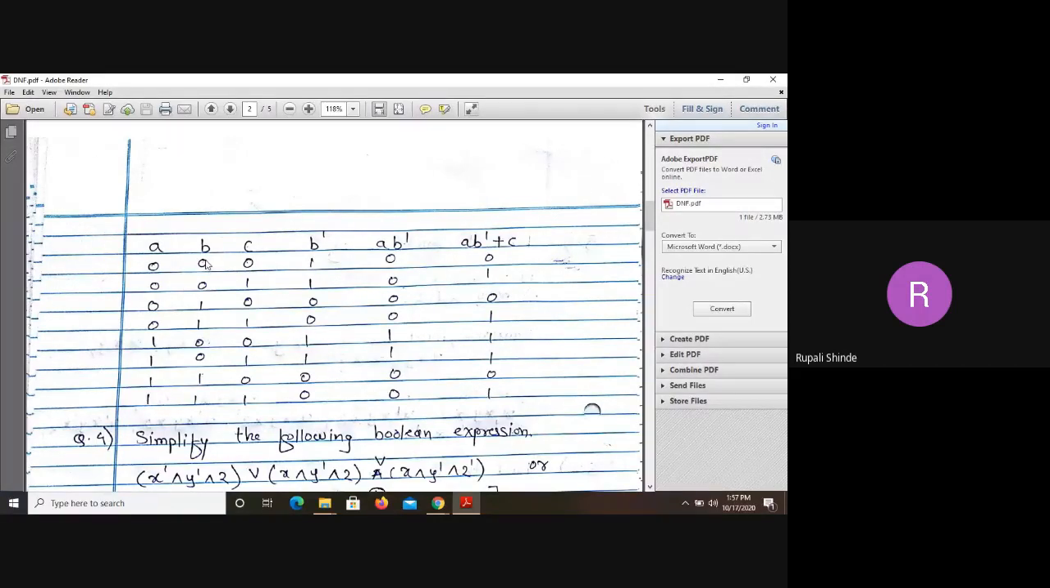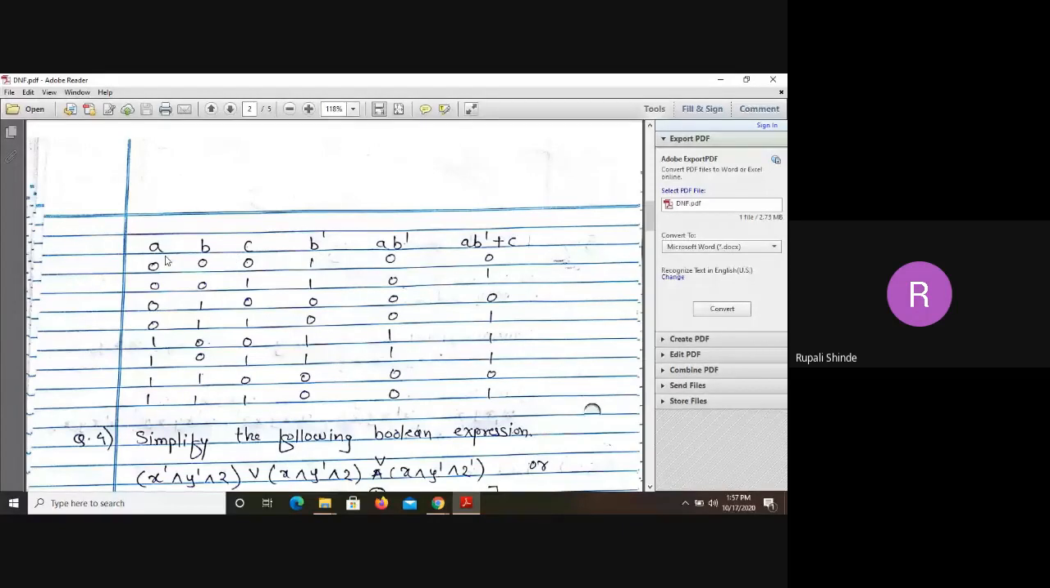The B for 0 is there, so what will the complement be? It will be 1. So again zero's complement is 1, zero's complement is 1, one's complement is 0, one's complement is 0. Again here it is 0, 0. Here we have written 1, 1, 1, 1, 0, 0. So likewise we find B's complement.